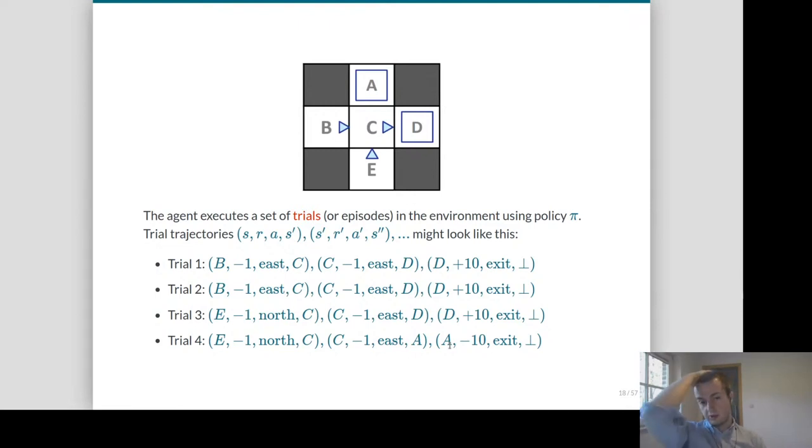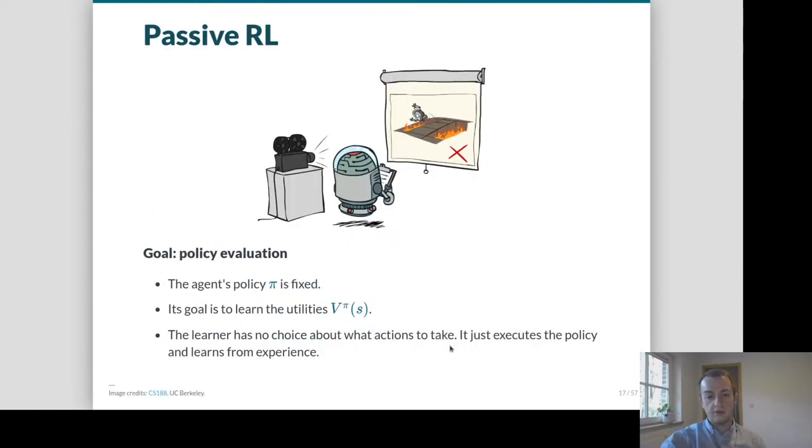And now from this information, what we want to obtain or to estimate is the goodness of that policy pi, and more precisely to estimate the V-value for the states if you were to follow the policy pi.